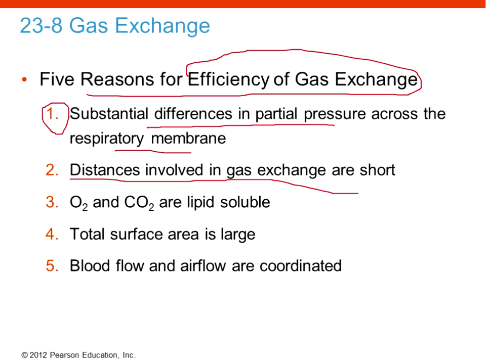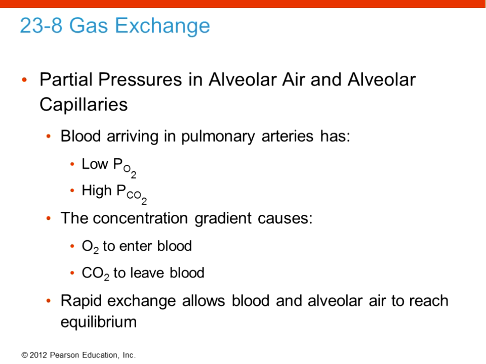Another one is that the distances involved in the gas exchange are very short. As we said, oxygen and CO2 are lipid soluble, which allows them to cross that membrane, which is also lipid-based. The total surface area is very large. You get a lot of efficiency of gas exchange, and blood flow and airflow are very coordinated in that process. Okay? So, for instance, partial pressures in alveolar air and the alveolar capillaries are going to be different, right?